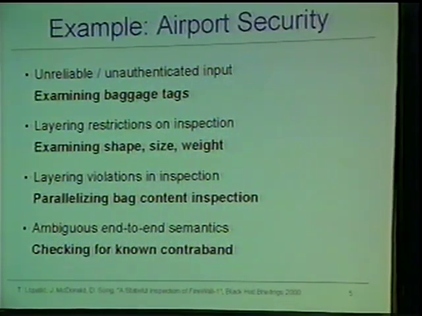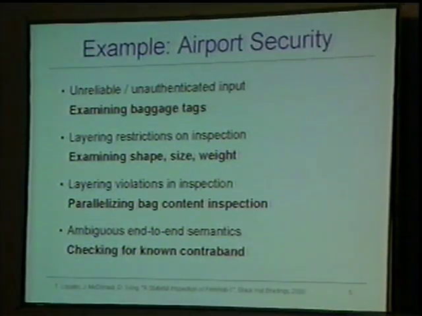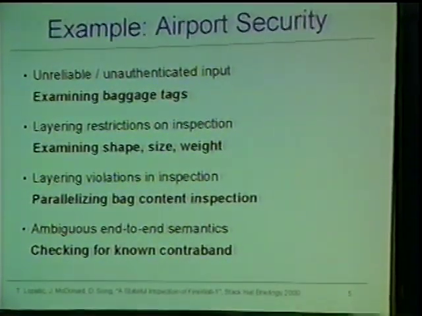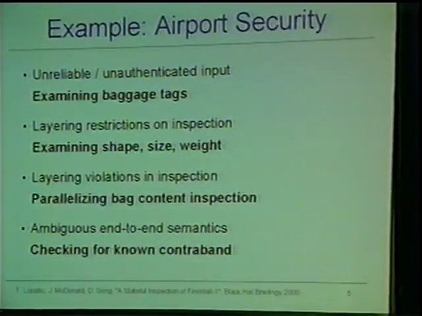Layering restrictions on inspection: sometimes you're not allowed to look inside the bag for what's actually in there, so you can only examine the external characteristics, shape, size, weight, what have you. This corresponds to the limitations you have in looking at network packet headers, for instance, not looking at TCP headers within IP packets. Layering violations in inspection: if you came with 5 bags and you happen to have a bomb, but it was spread out across those 5 bags, each checked by 5 separate guards, you didn't find a whole bomb in there, so it might get through.